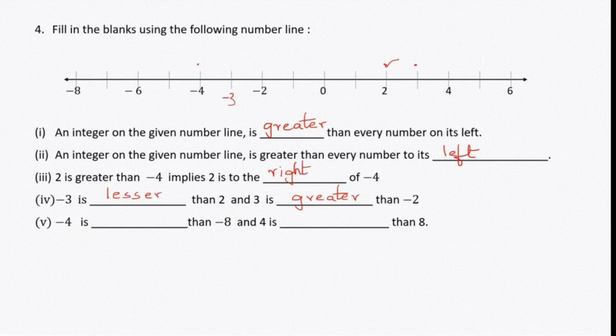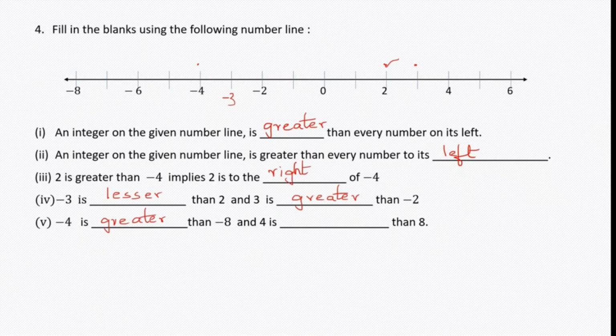-4 is here, is dash than -8. Every number to the left is smaller. So -8 is to the left of -4. So -4 is greater, isn't it? -4 is greater than -8.